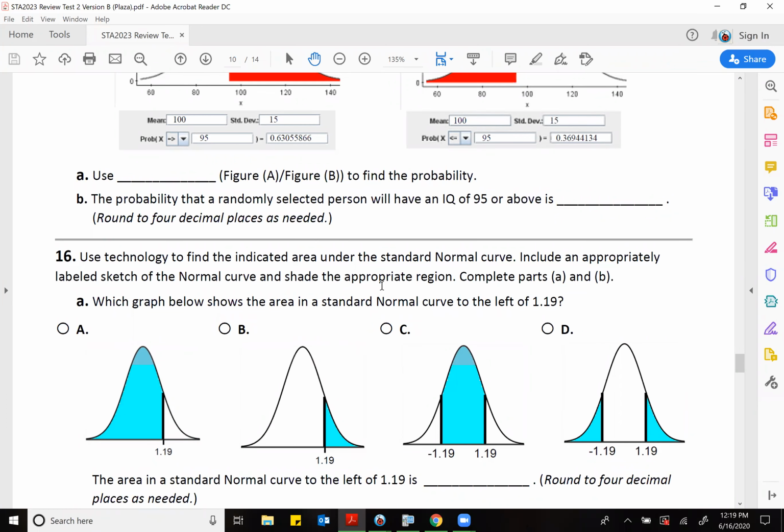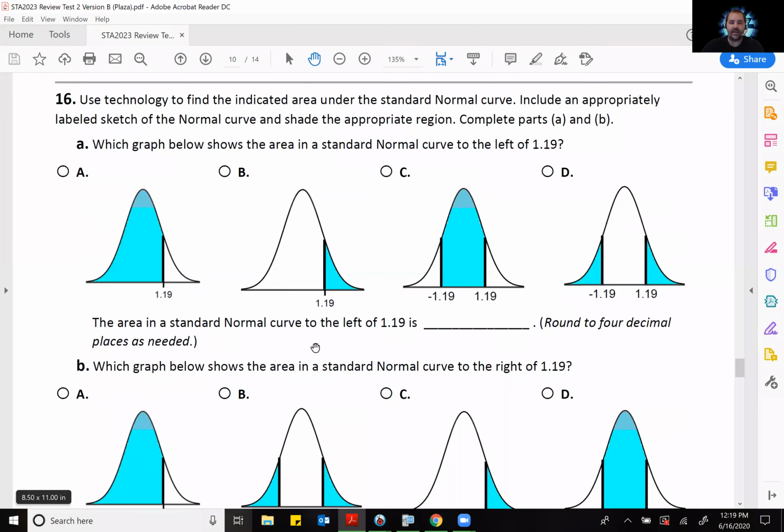A. Yep, because remember, 0 is right in the middle of this. So it definitely is A. Okay, Part B. Oh, sorry, and it actually says, what is the area? So we're going to need to use some technology here.